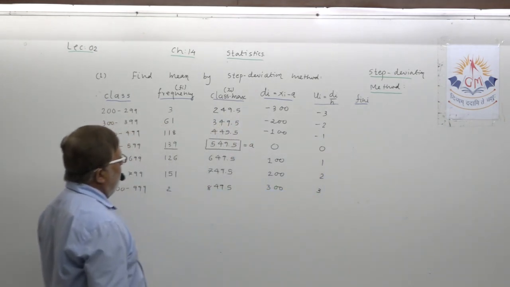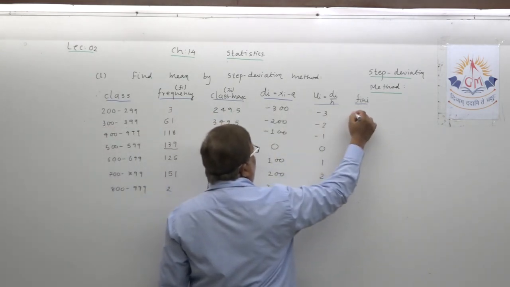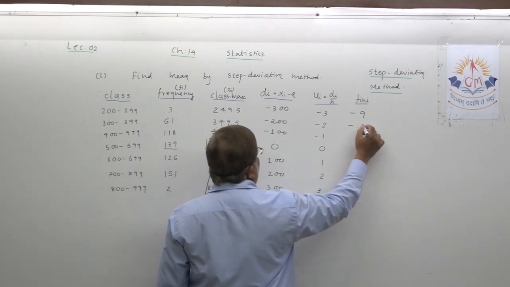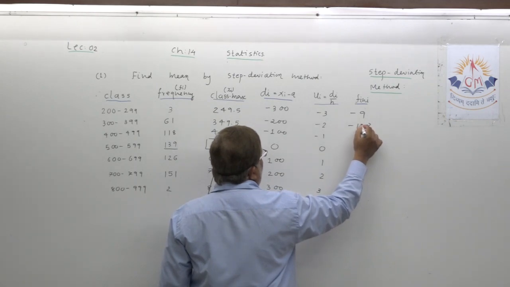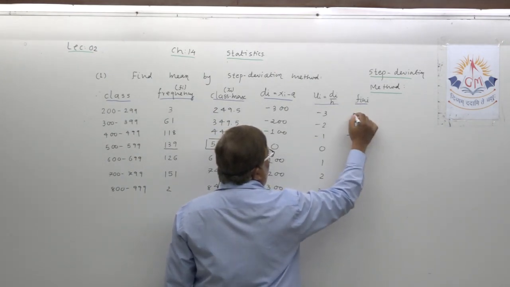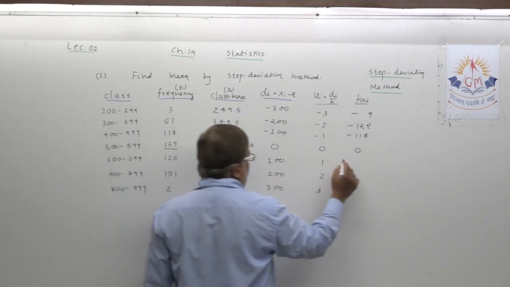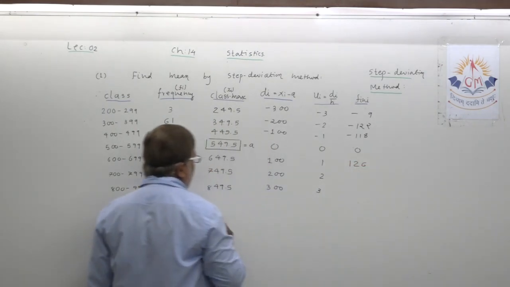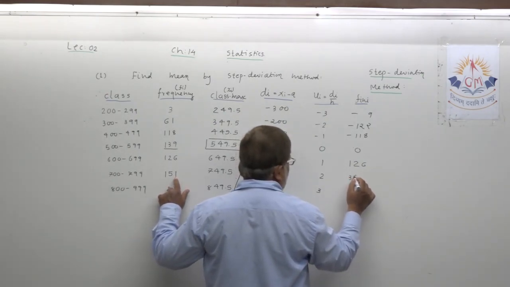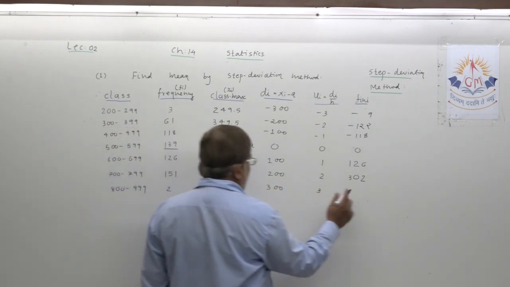Okay, Fi Ui. You will multiply the second and fifth column values. 3 into minus 3, that is minus 9. 61 into minus 2, that is minus 122. 118 into minus 1, that is minus 118. 139 into 0, that is 0. 126 into 1, that is 126. 151 into 2, that is 302. 2 into 3, that is 6.